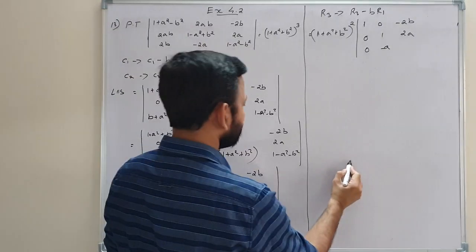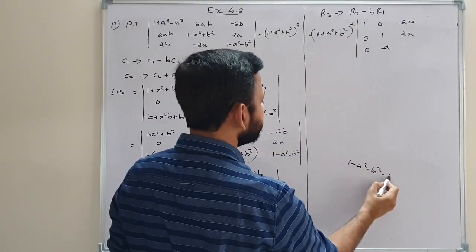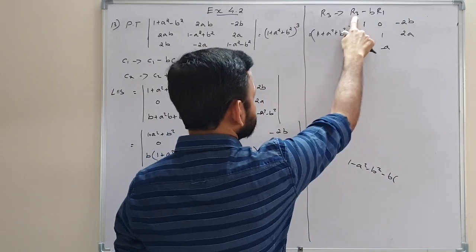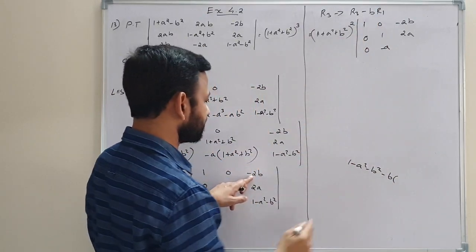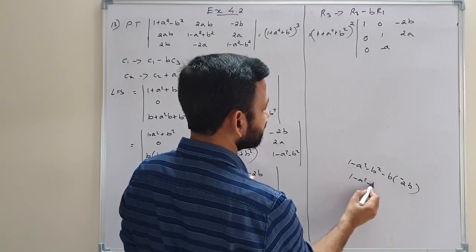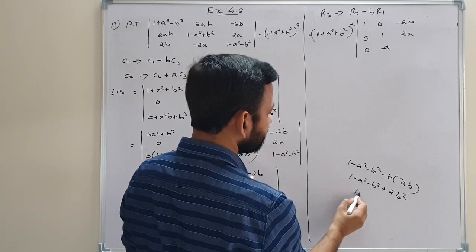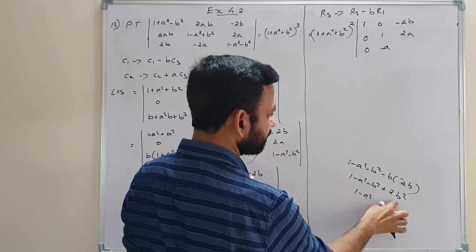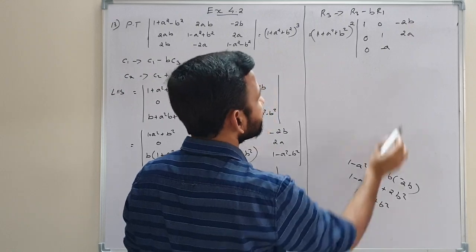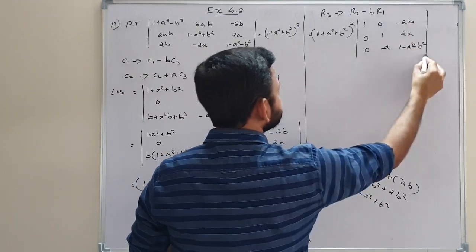Then this one: 1 minus A square minus B square, minus B into first element, that is minus 2B. So 1 minus A square minus B square, minus into minus, plus 2B square, that is 1 minus A square minus B square plus 2B square, that is B square. So that is 1 minus A square plus B square.